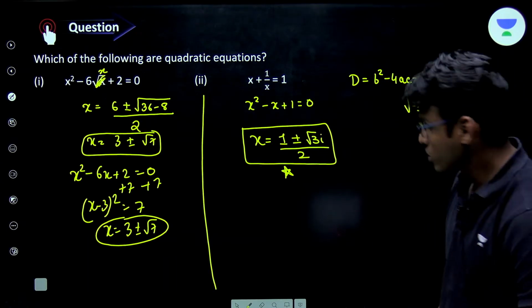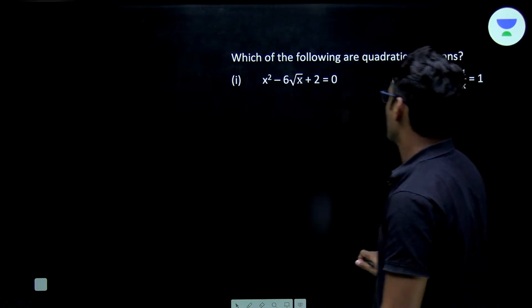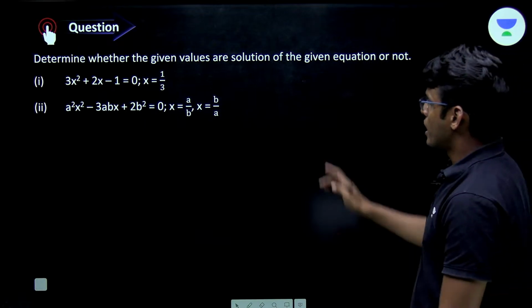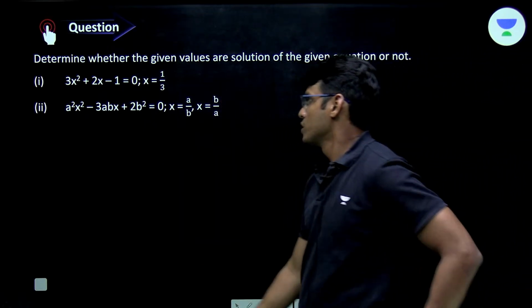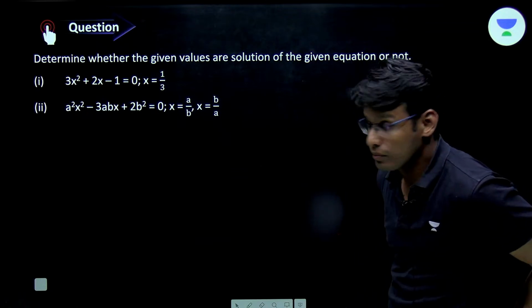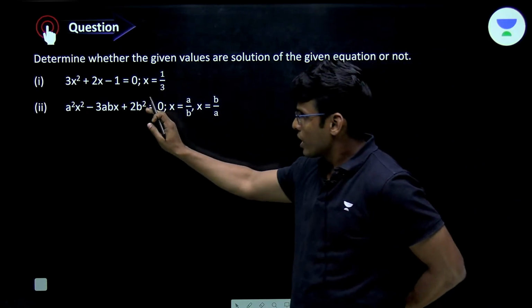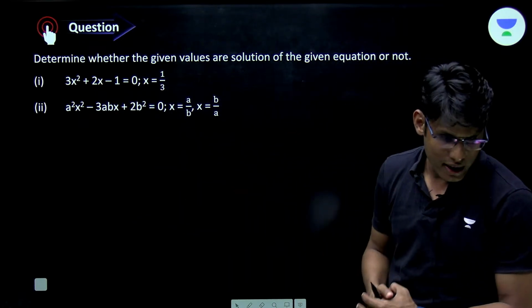Either both are quadratics or none. Both are quadratics. Right? This is one. Okay. Now, let's solve them. Determine whether the given values are solutions of the given equation or not. Just check. If something is a solution, you put it in, and if LHS is equal to RHS, then you have the solution. Just check it.